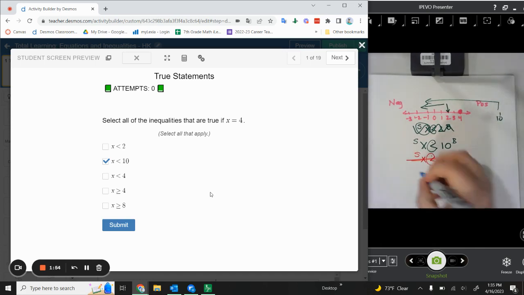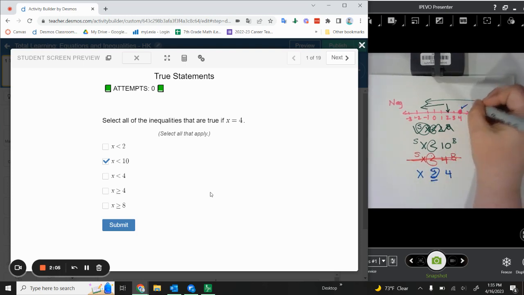The next one says x, and now we've got a different inequality symbol. This would say x is bigger, but it also has the line underneath it. So because it's also equal to, I know it counts at the 4. It would be that going forward, so I know this works.